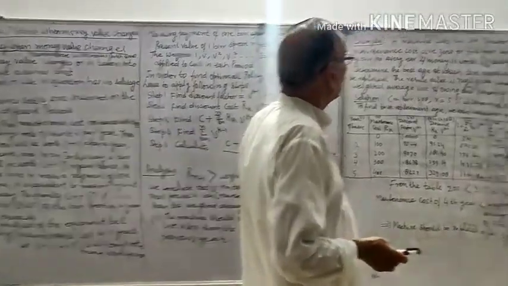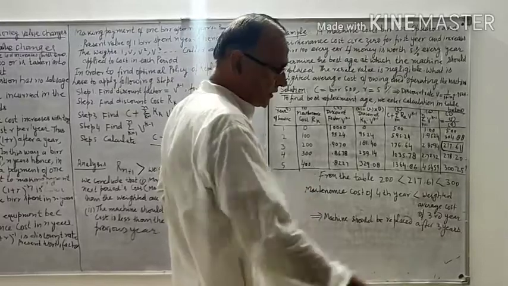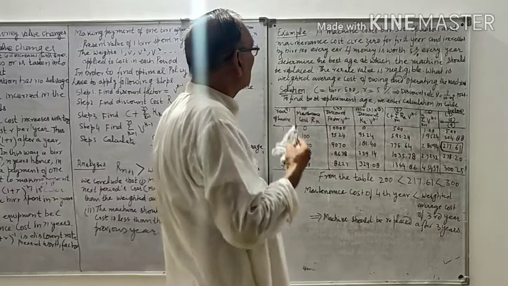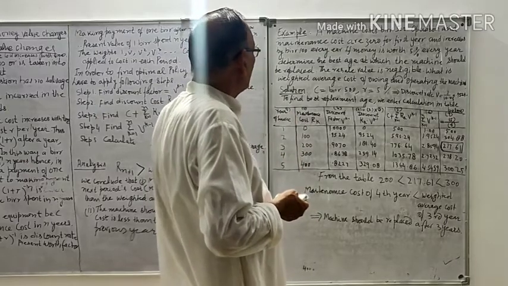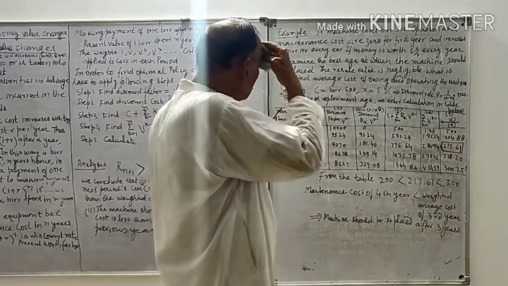Example: a machine costs 500, and operation and maintenance costs are 0 for the first year and increase by 100 every year.